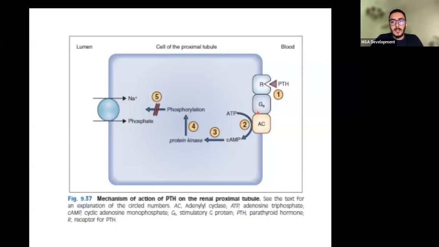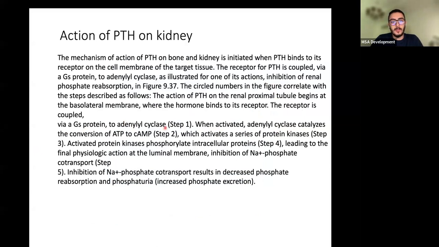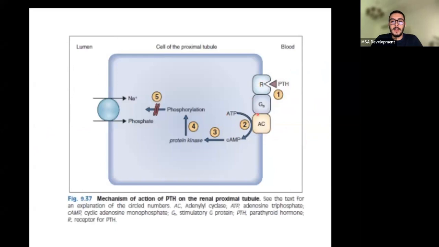PTH binds to the Gs protein, and when the Gs protein is activated, adenylyl cyclase catalyzes the conversion of ATP to cyclic AMP, which activates a series of protein kinases. See, it binds here, Gs activates adenylyl cyclase, which will convert ATP to cyclic AMP, which will activate protein kinase, which will start phosphorylation in order to inhibit the channel which transports sodium and phosphate from the urine, or reabsorbs sodium and phosphate from the urine into the blood. This will be inhibited by this phosphorylation, which in the first place started with PTH.